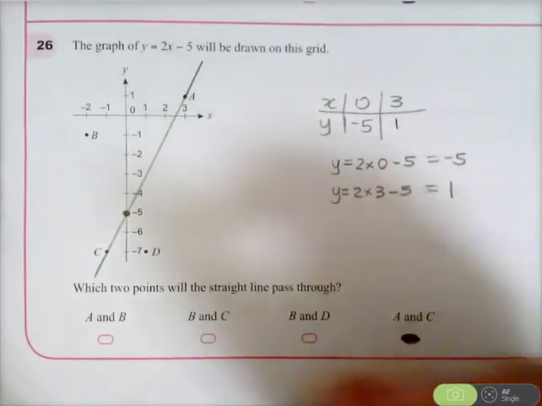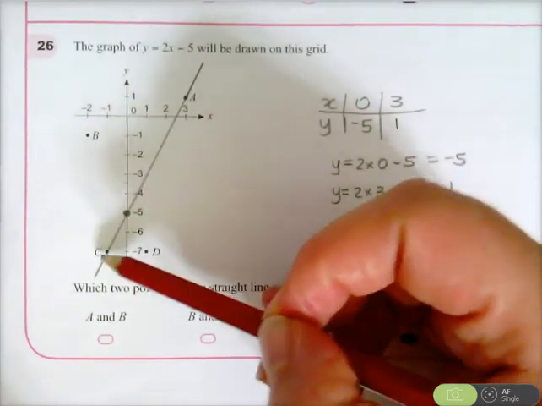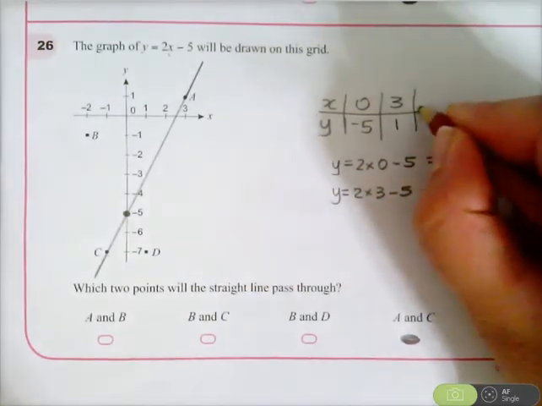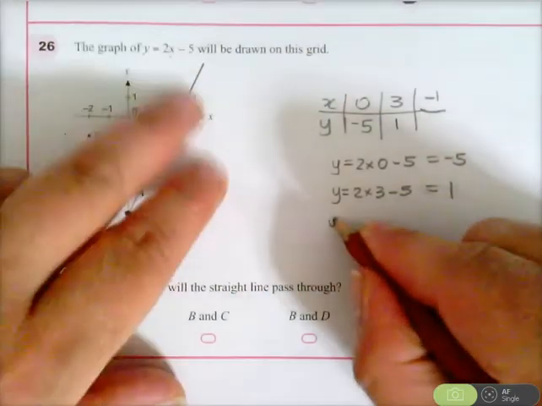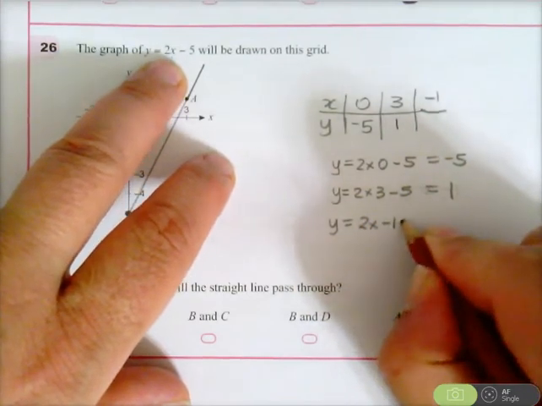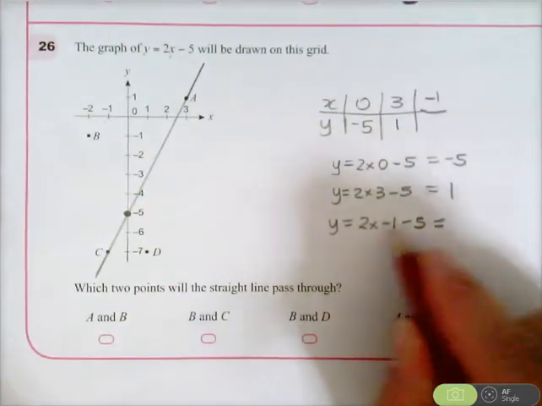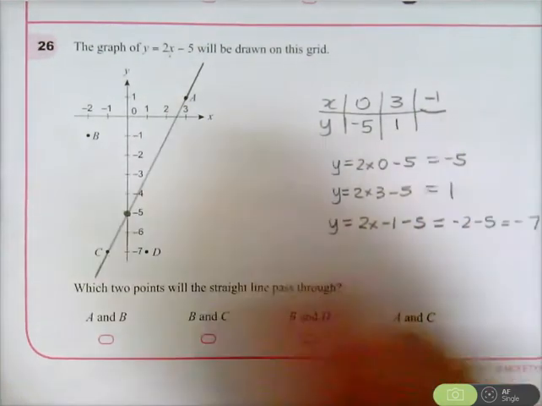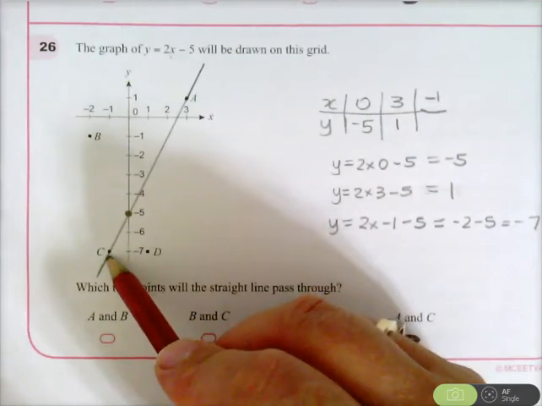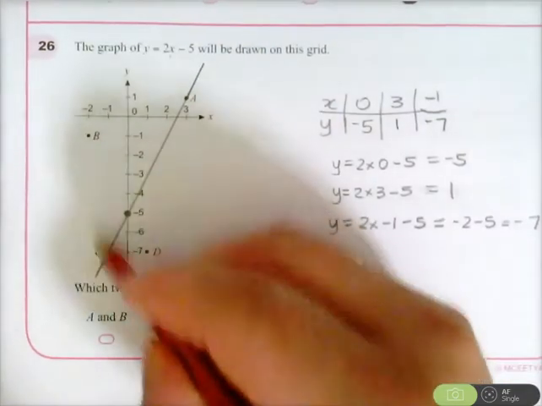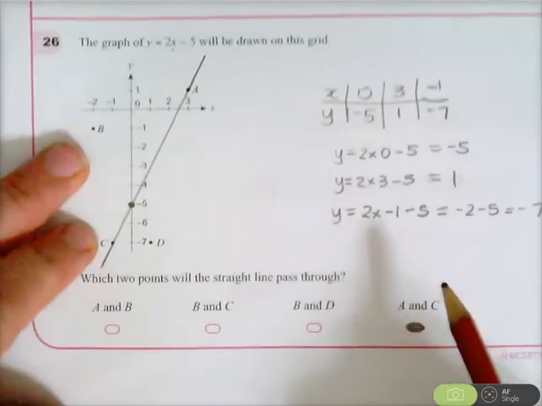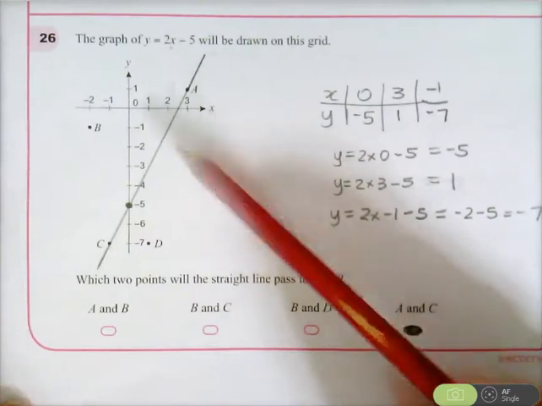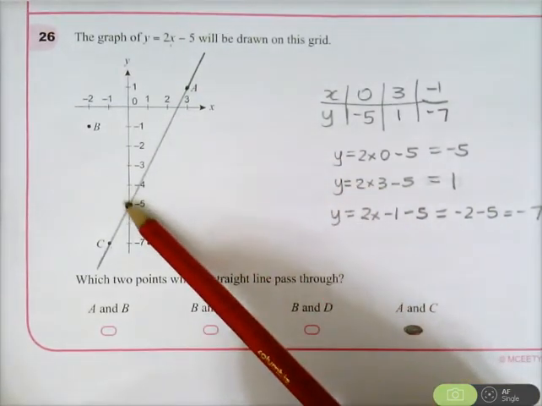Now another way you could have done this was to look at point C and substitute it into the equation. So you could have done point C, which has an x value of negative 1, and you could have gone 2 times negative 1, take away 5. Now 2 times negative 1 is negative 2, take away 5 is negative 7, and C does pass through the point (negative 1, negative 7). And to exclude B, notice there's also D as well. So I probably would have done that point there.